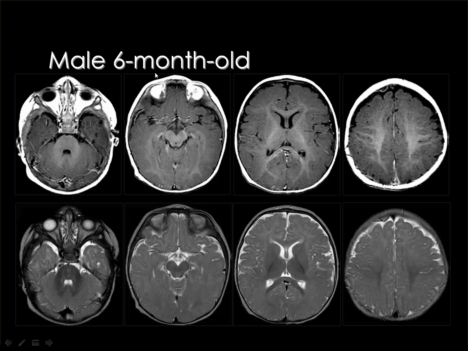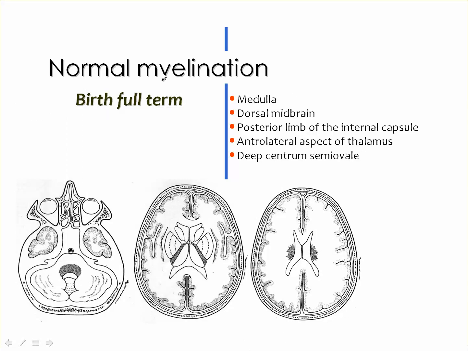Then by the age of 6 months, you may get myelination of the brain stem and the internal capsule and myelination of the parietal white matter. And this is the chart. The full-term baby will have myelination of the medulla, the posterior part of the midbrain, the posterior limb of the internal capsule, the anterolateral aspect of the thalamus, and the deep central semi-oval.